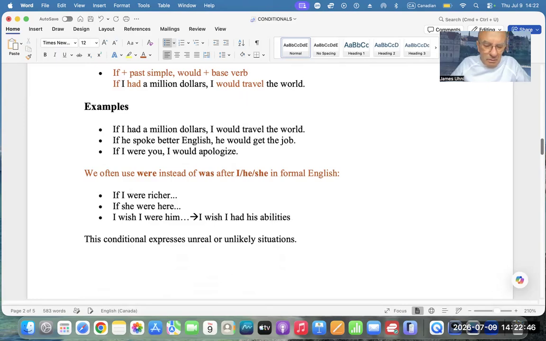abilities and skills. Or you can say, I wish I were him. He is marrying the dream girl. Everybody wants that girl, and he is marrying her or she's marrying him. I wish I had his abilities and skills. I wish I would be like him so she would want to marry me, not him. So this is quite interesting.